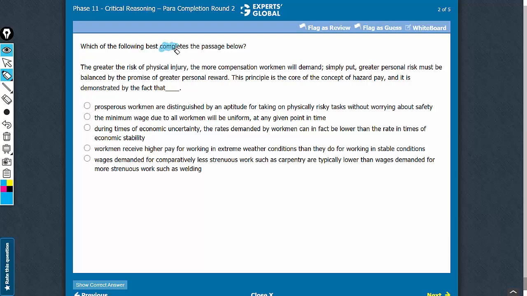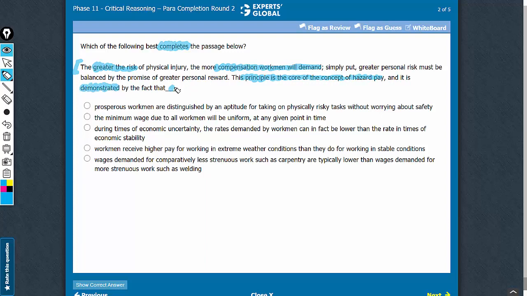This is a para-completion question. Let's look at the chain of thoughts here. So, greater the risk, greater the compensation demanded. Then the passage goes on to say that the principle is the core of the concept of hazard pay, and it is demonstrated by the fact that.